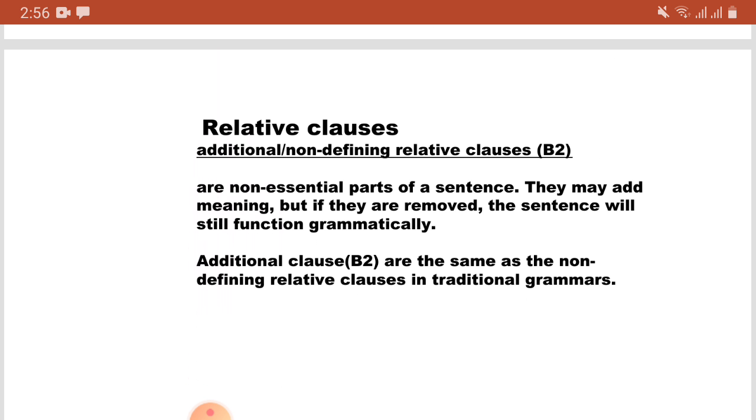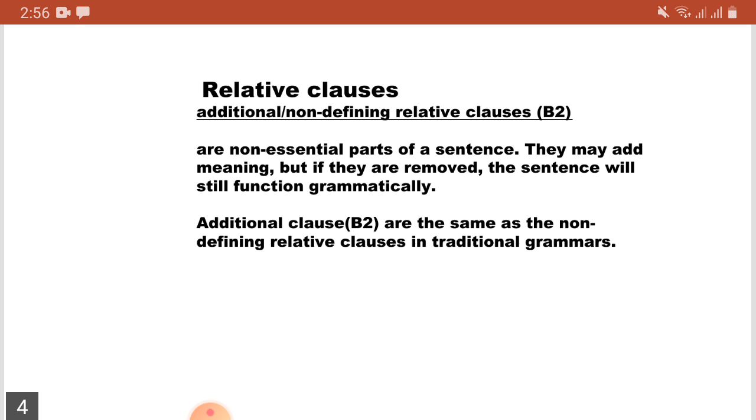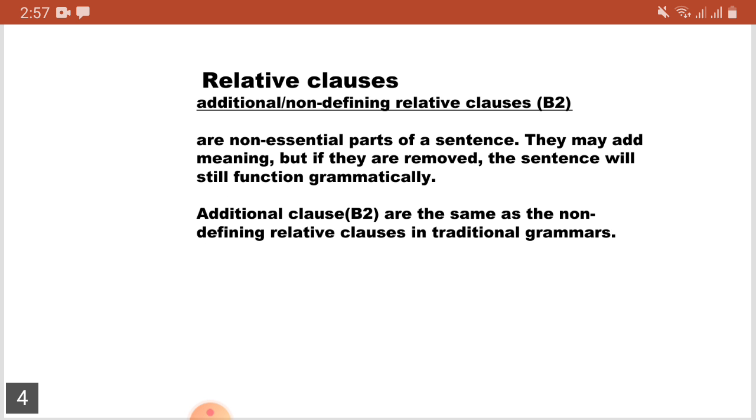As far as relative clauses are concerned, there are two types of relative clauses: defining clauses and non-defining clauses. Non-defining relative clauses are called B2. Non-defining relative clauses add meaning, but if they are removed, the sentence will still function grammatically. Additional clauses, or B2, are the same as the non-defining relative clauses in traditional grammars.